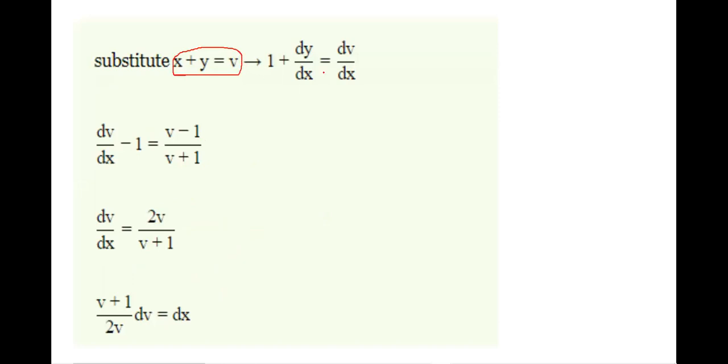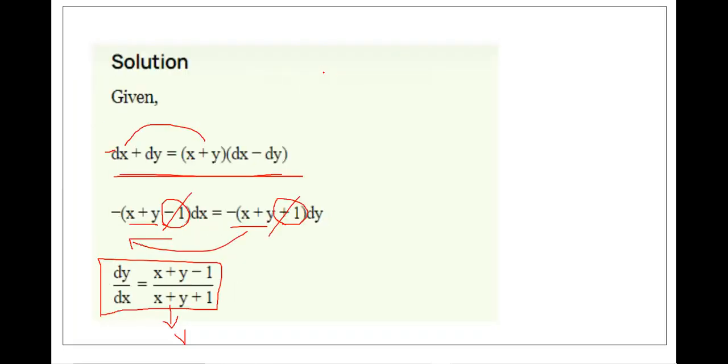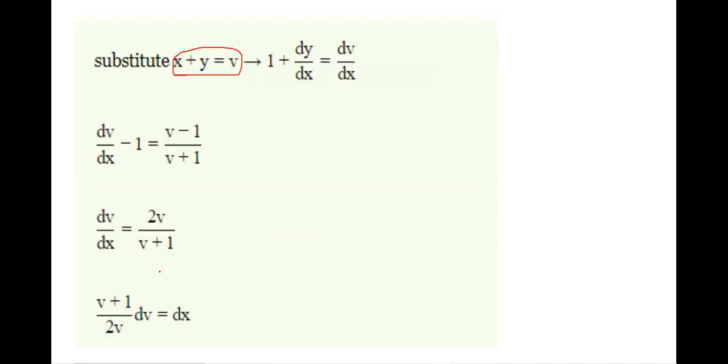Okay, so how would the equation be then? That is 1 plus, here instead of x plus y we will substitute it as v. Okay, so when we substitute it as v, that is dv by dx. So how will we represent the v in the form of differential equation? That would be dv by dx. So in this form only we will represent v. Okay, so 1 plus dy by dx is equal to dv by dx.